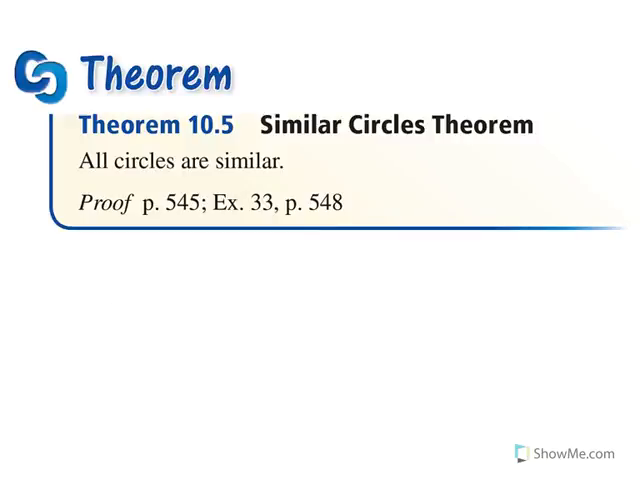And then we're not going to do any example problems with this last one. If you want to look at the proof, you can. But it just says that all circles are similar. So we've already talked about congruent circles. They have to have the same radius in order to be the same size.